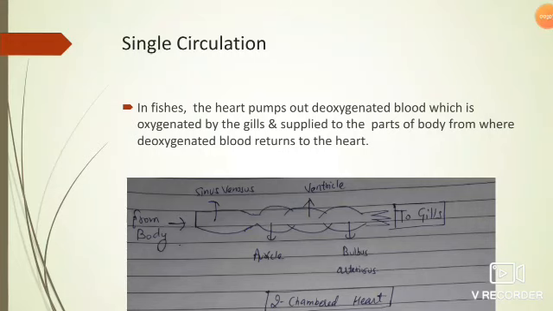In this video, we will learn about types of circulation. Types of circulation are single circulation, incomplete double circulation and complete double circulation. Now let's get started with single circulation.